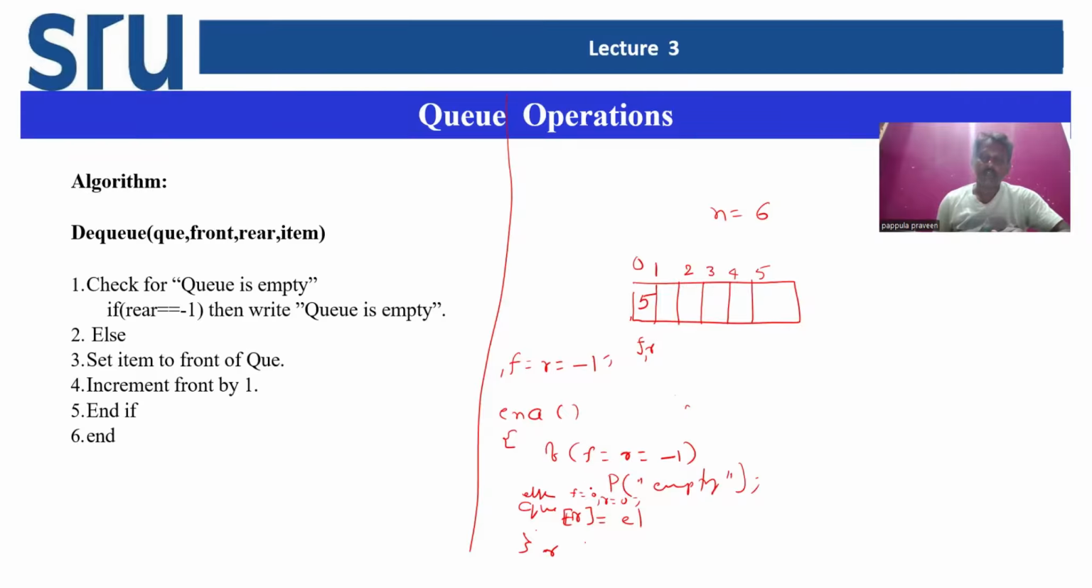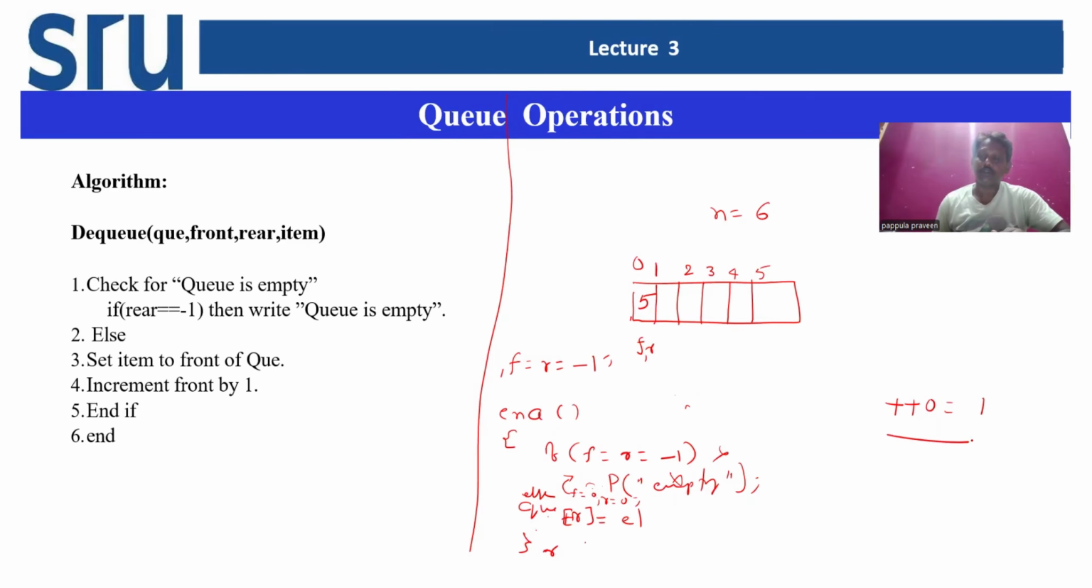Next element. Front equal to rear equal to -1? No, this condition failed. Then go to the else block. In the else block, you have to write this here. Else go to the else block. Plus rear. What is the rear position? 0. Now plus.